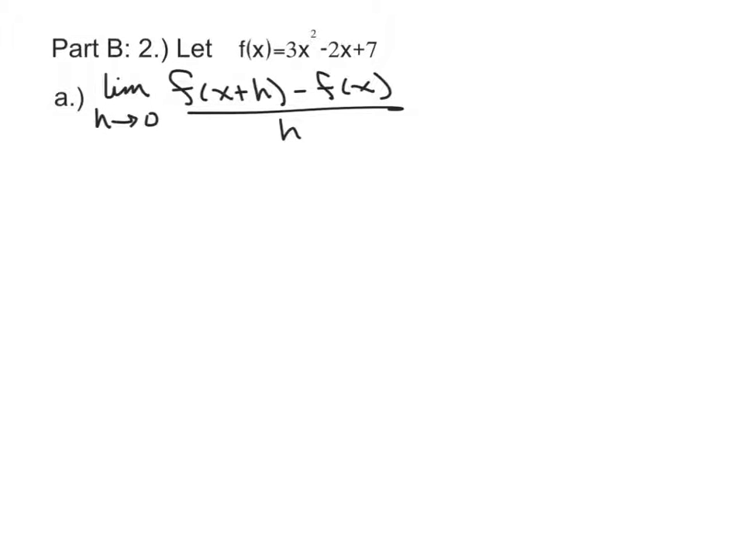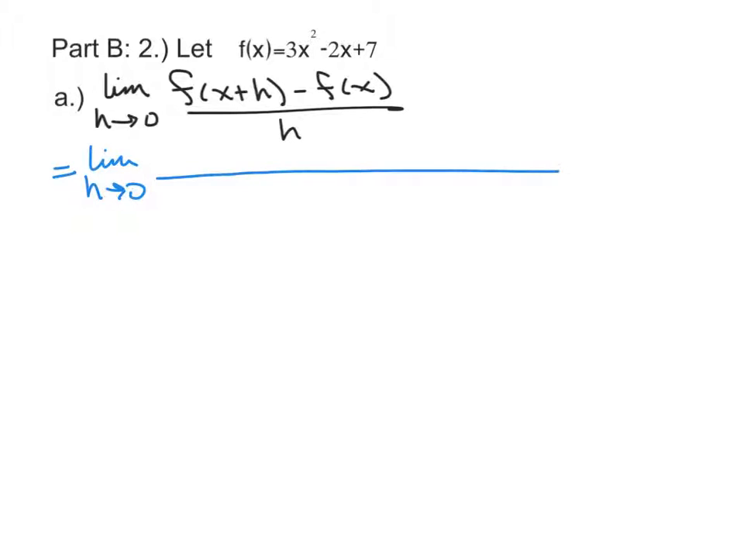Part B, we have a problem that we're used to seeing. Let f of x be 3x squared minus 2x plus 7. Find the limit as h approaches 0 of f of x plus h minus f of x over h. I told you that on the test this time, I'm going to put points in there if you keep the limit around until you actually take the limit.